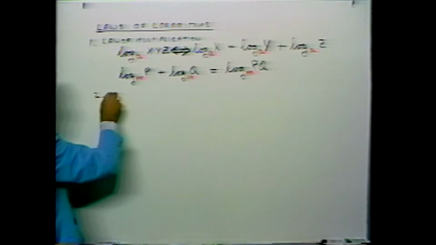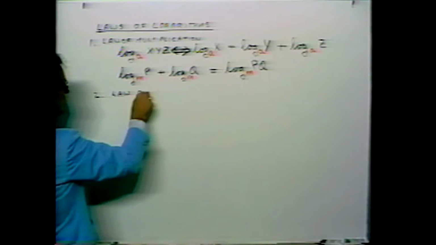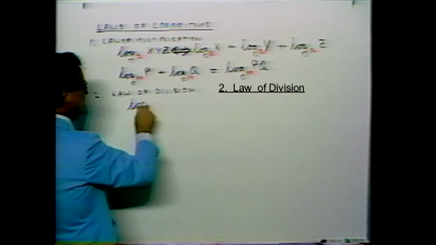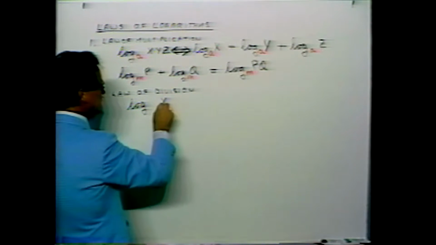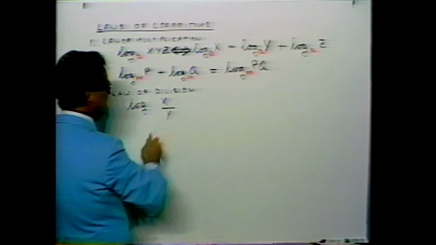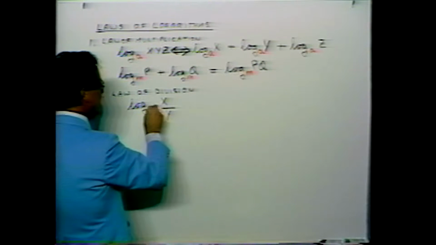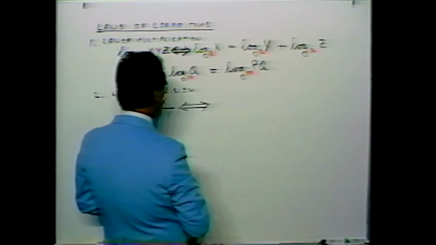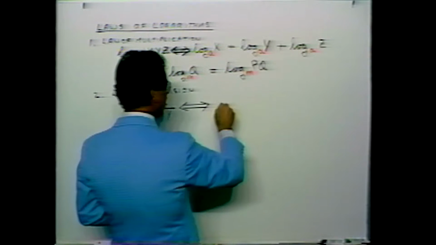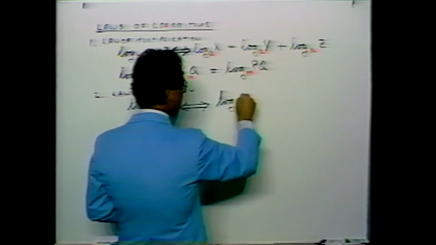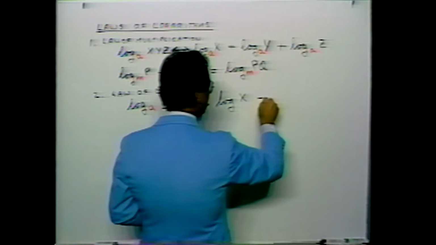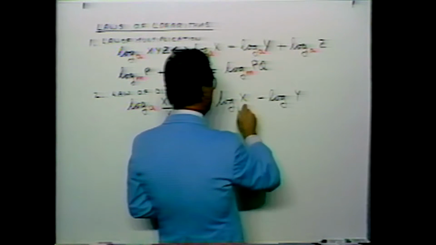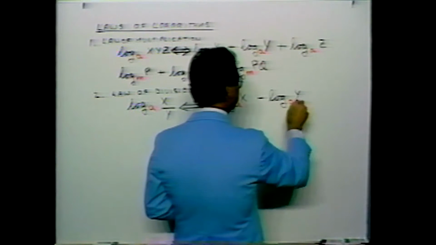The second is called the law of division. The log of x divided by y to base a in both directions is equal to the log of x minus the log of y, both of base a.